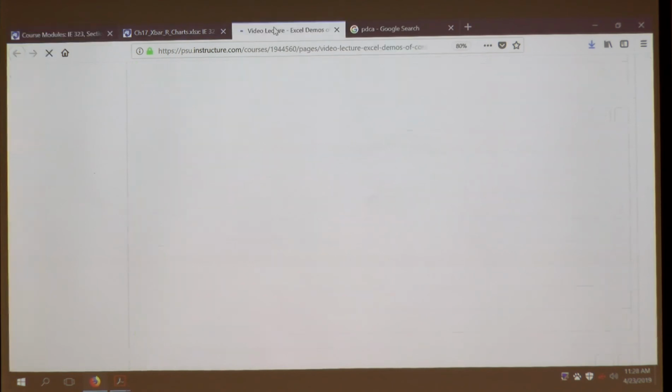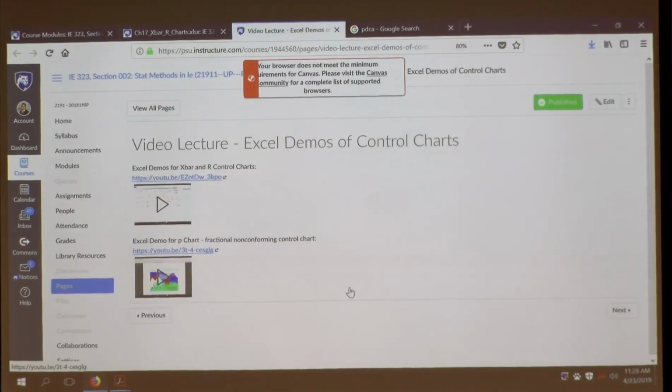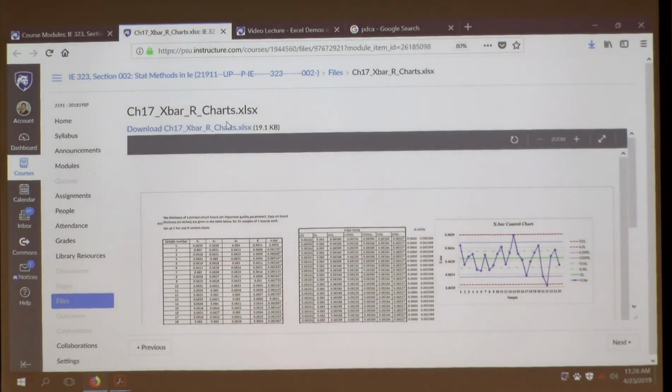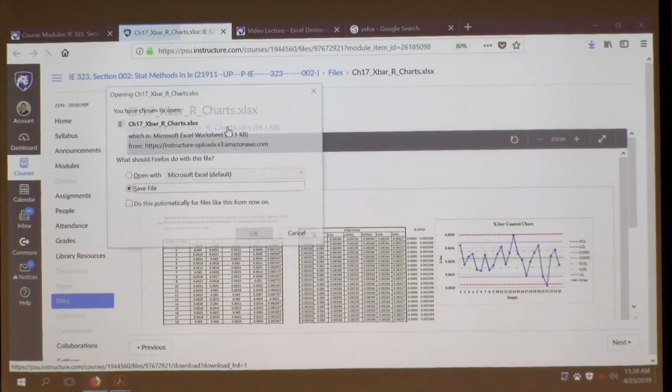Okay, before we download, I want to show you this one. These are video lectures. I have video lectures for the X bar R chart and then for the P chart. If you are interested in how to create them using Excel, I'm also going to show you right here.